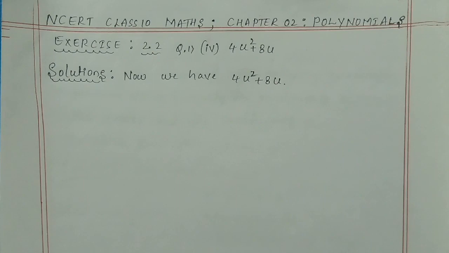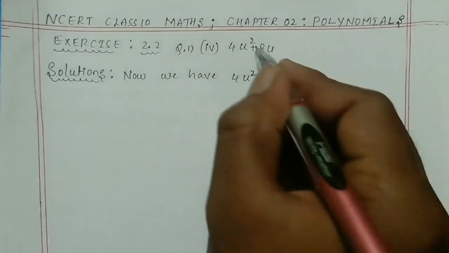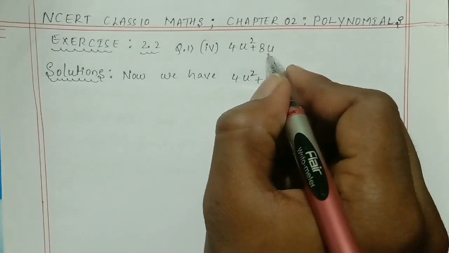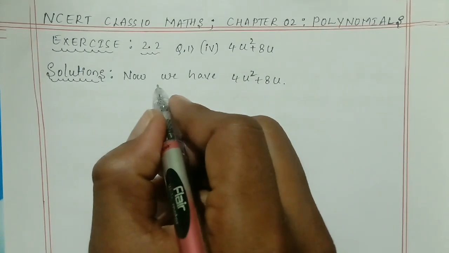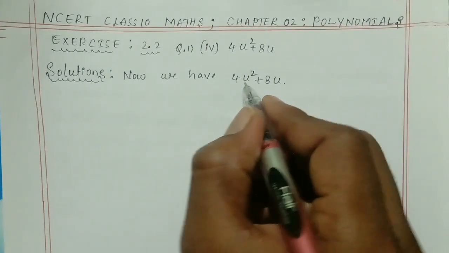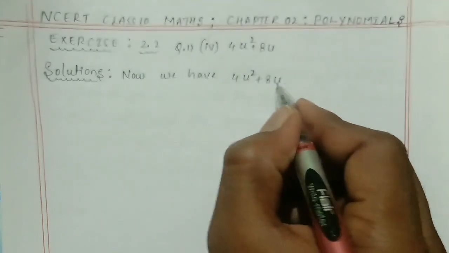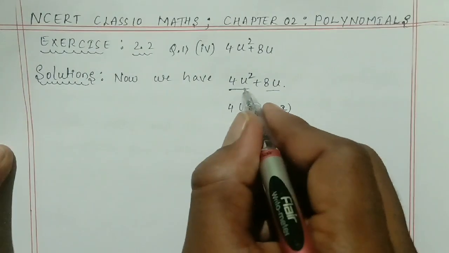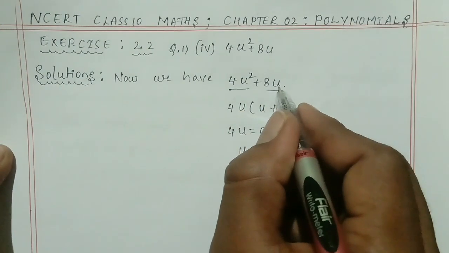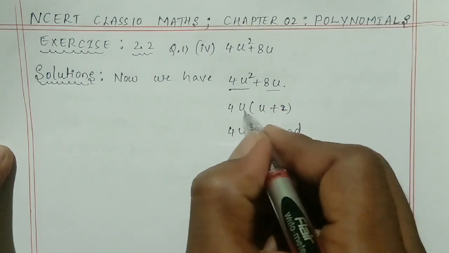I will go to the fourth, that is 4u square plus 8u. Okay, so first you can find the zeros of the given polynomial. Now here I can write 4u square plus 8u. So here what is common? 4u is common. In these two, 4u is common.